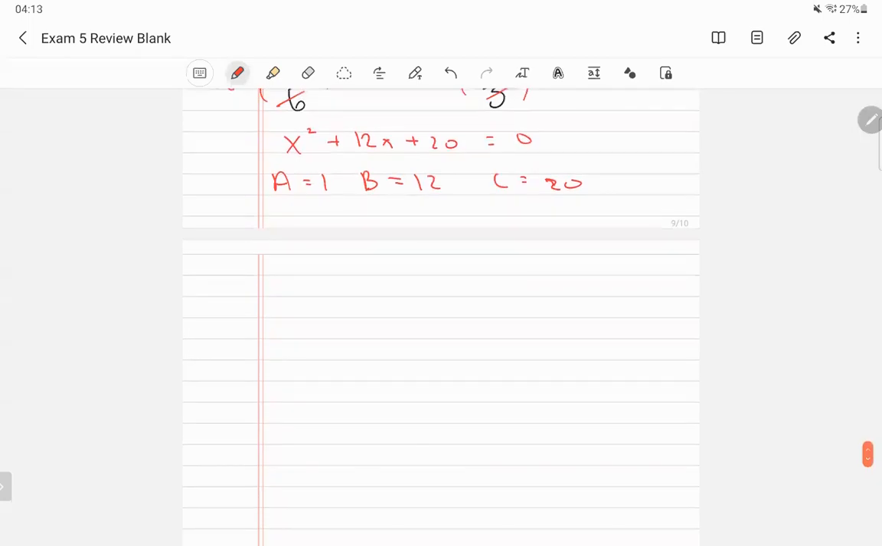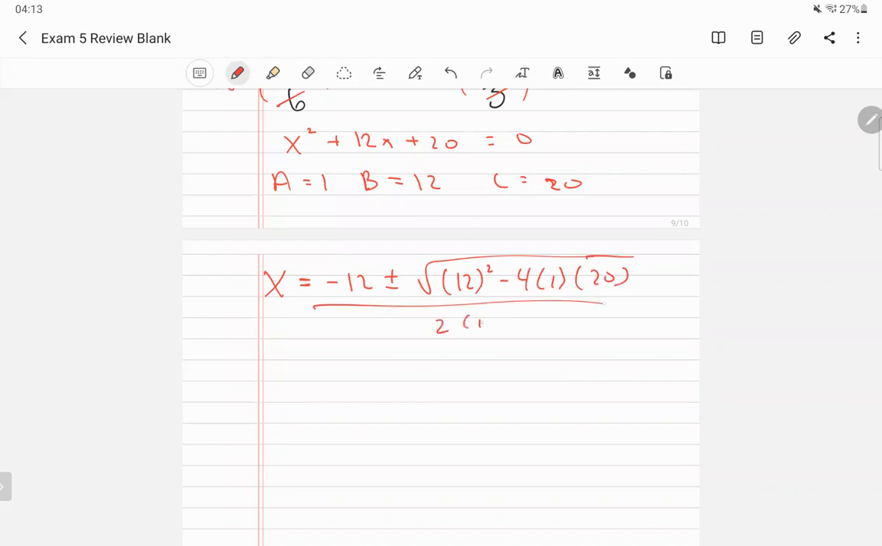So if we wanted to here, we could make it work better for us, but we're just gonna leave it as is, gonna show you how to work it, and then we'll change it kind of closer towards the end. So -12 plus or minus square root 12 squared minus 4 times a times c all over 2a. So x is equal to -12 plus or minus 144 minus 80 over 2.